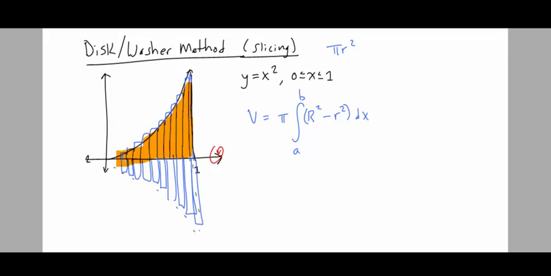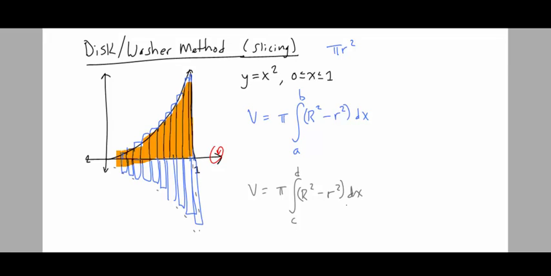Now this would also work for dy's as well. Now this situation that we're looking at right here is in terms of dx, because if you look at the width of each rectangle, it's on the x-axis. But I could also rotate this a different way, and I could have dy's involved. So the first thing we need to look at is which axes of rotation that we have.